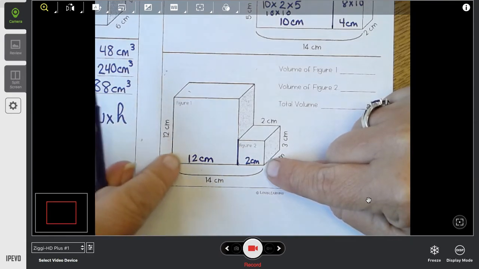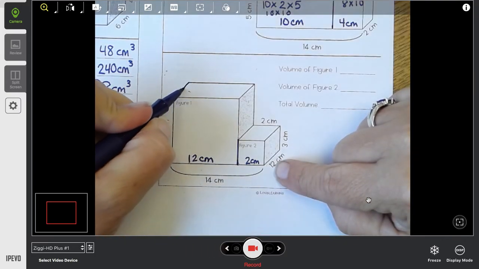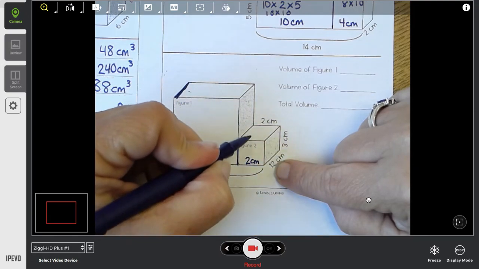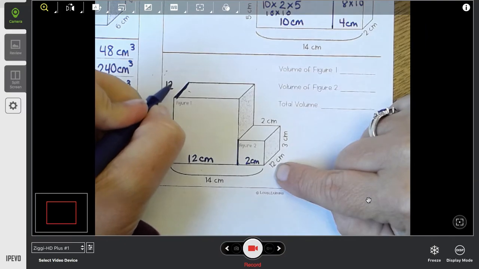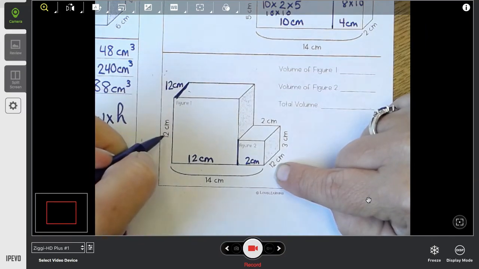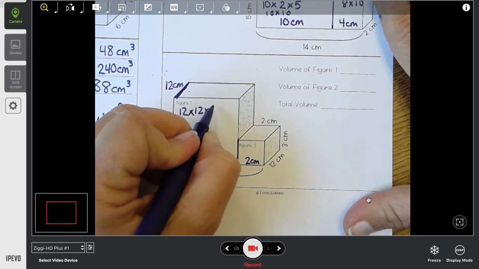12, oh, it does look like a square. I wonder if it's a cube. Let's find out our length. We need our width. This is the width. Not there, so I have to follow around the rectangular prism until I find a width. 12. Well, look at that. We have a cube. 12 by 12 by 12.